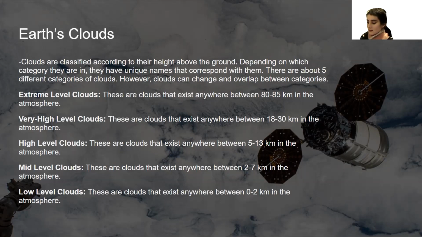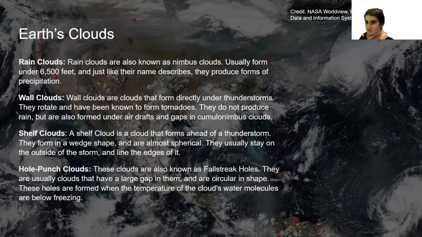High-level clouds exist between 13 and 5 kilometers in the atmosphere. The species of clouds that exist here are cirrostratus clouds as well. Mid-level clouds exist here between 2 to 7 kilometers. Altocumulus, altostratus, and nimbostratus clouds are here. And then low-level clouds are your fog, cumulus clouds, and stratocumulus clouds. So that was a lot. But in these categories are a few interesting bits of clouds.